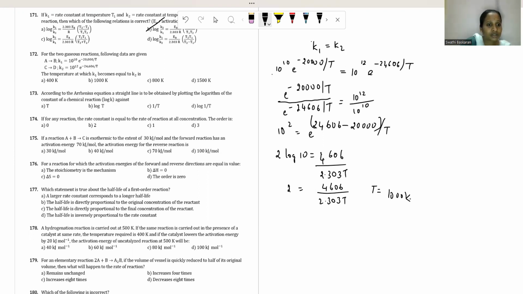Which option is correct, students? Option B is correct. What does it mean? At 1000 Kelvin, K1 and K2 will become equal to each other. That is the meaning of the 172nd question. Now we will take up the next question.